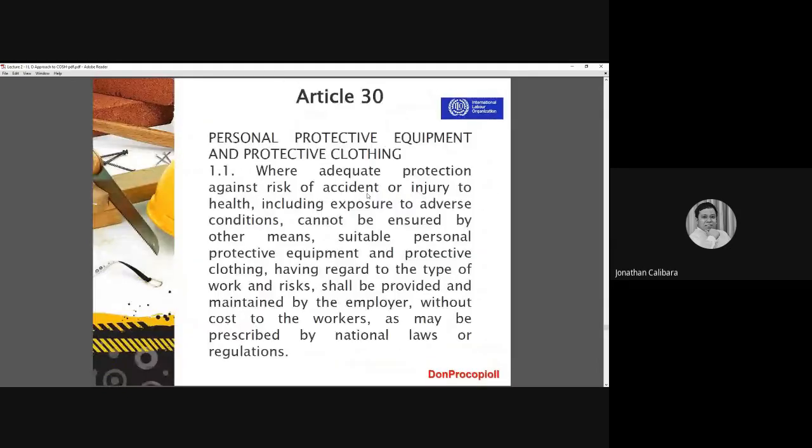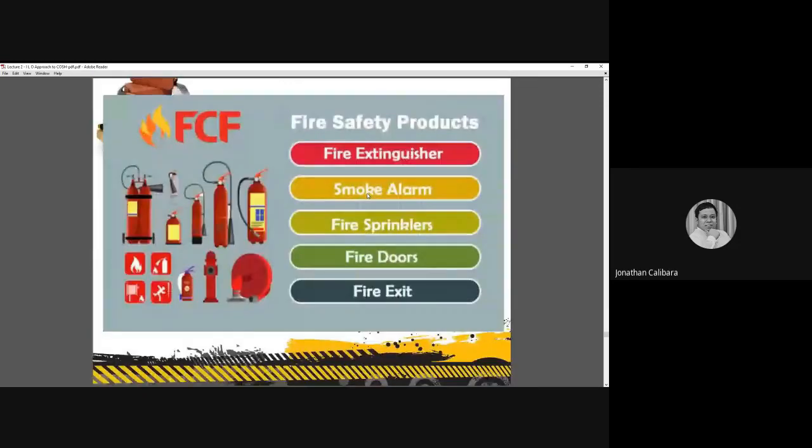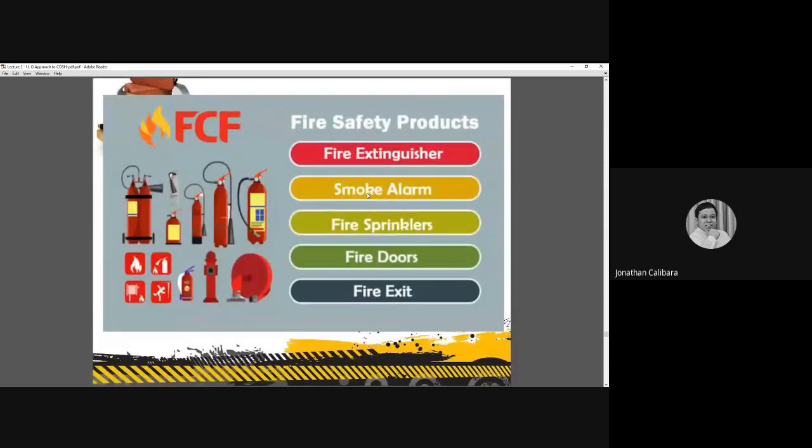Article 30 is about personal protective equipment and protective coating. A basic example is the fire hydrant, and knowing where to go, the emergency exit, for boarding houses or big condominiums that have fire exits.